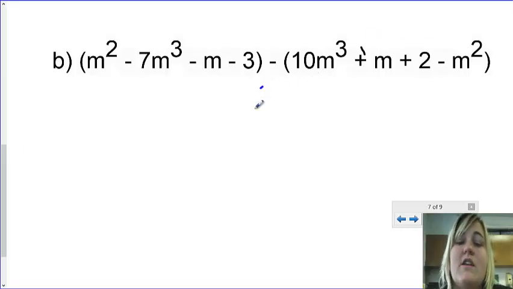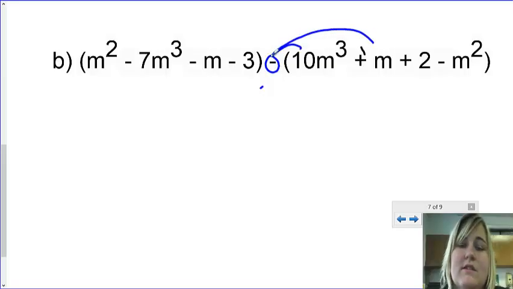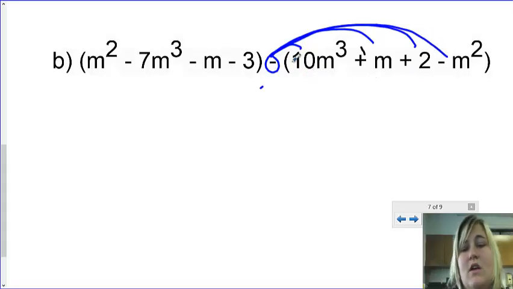So what we're going to start by doing is distributing that negative to every term inside the parentheses. Okay, so this is now a negative. This now gives me a negative. This is now a negative, and because this one was a negative, it's now a positive.